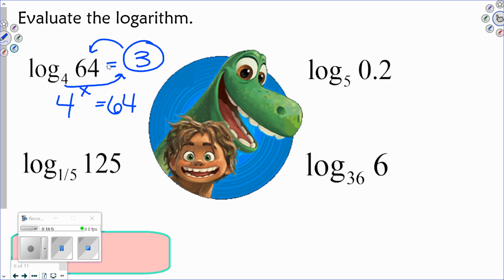All right, log base 5 of 0.2. So what is that asking you? So it'd be 5 to what exponent equals 0.2? Now, let's stop for a minute. Let's make our life a little easier. Forget the calculators for a minute. Some of you are so calculator dependent. Just hang tight. What's 0.2? How would you read that?